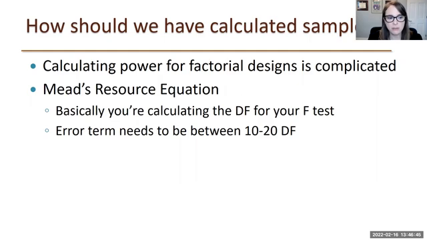Now, the basic concept is that you're calculating the number of degrees of freedom, which we'll go over in a second if you're not familiar with what that means, for the F-test that you would have in some type of ANOVA. The point is that you want to shoot for your error term, what's left over, to be between 10 and 20.